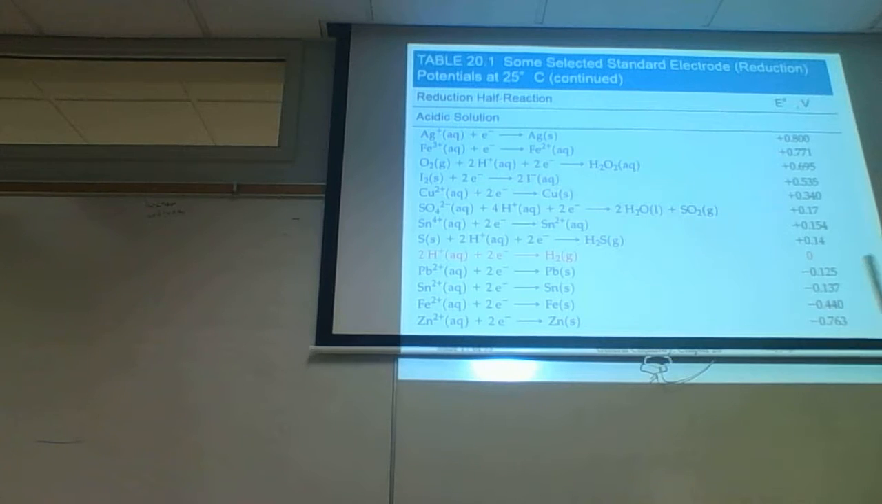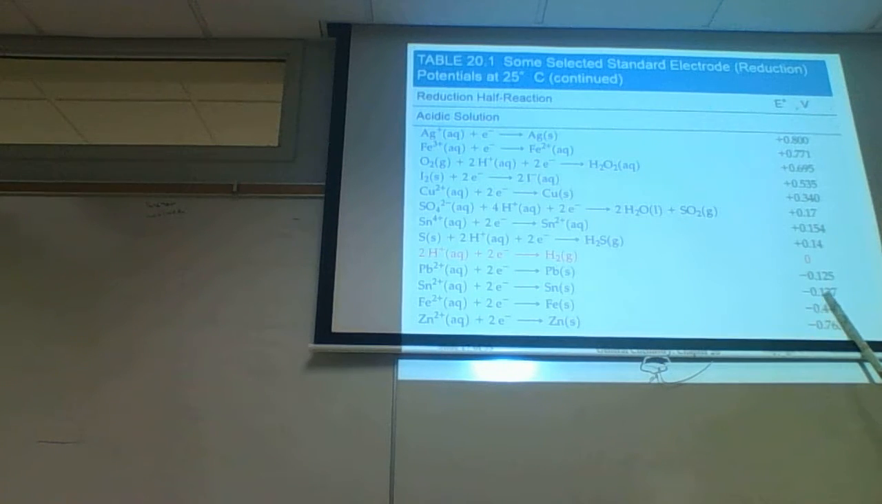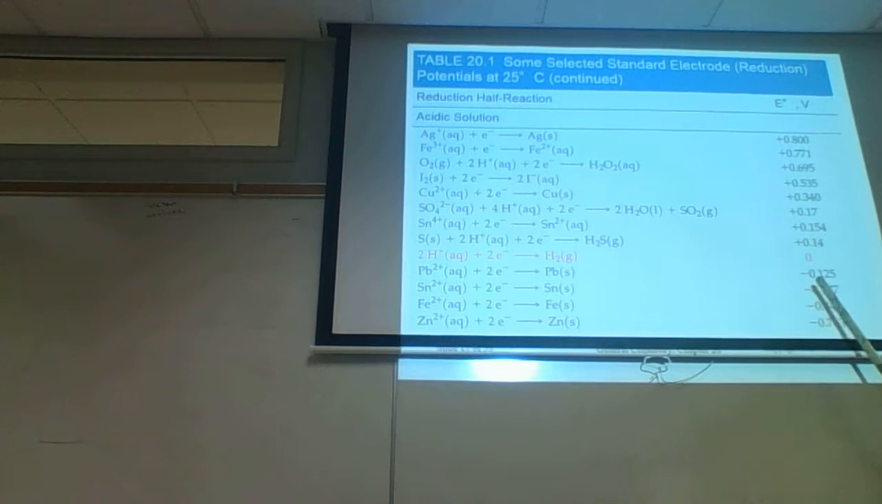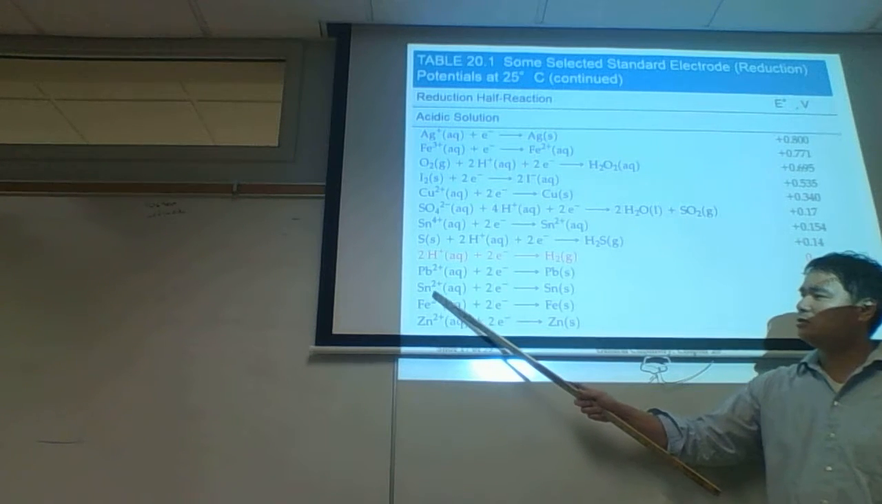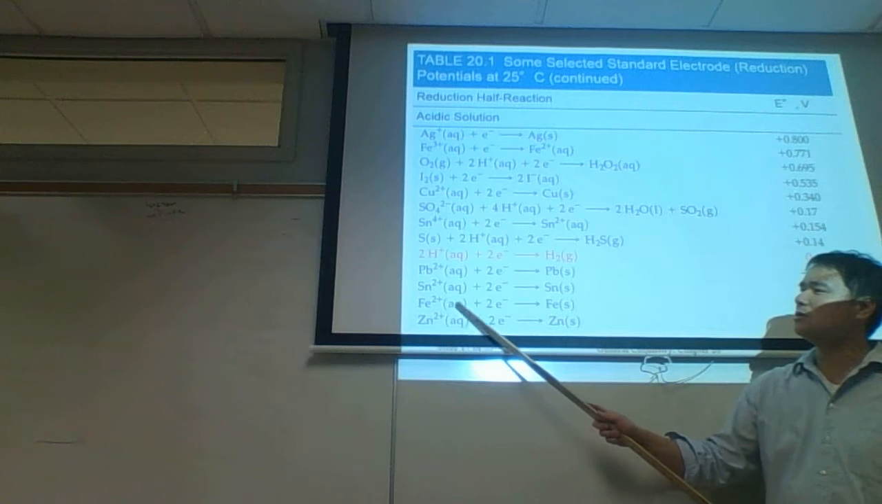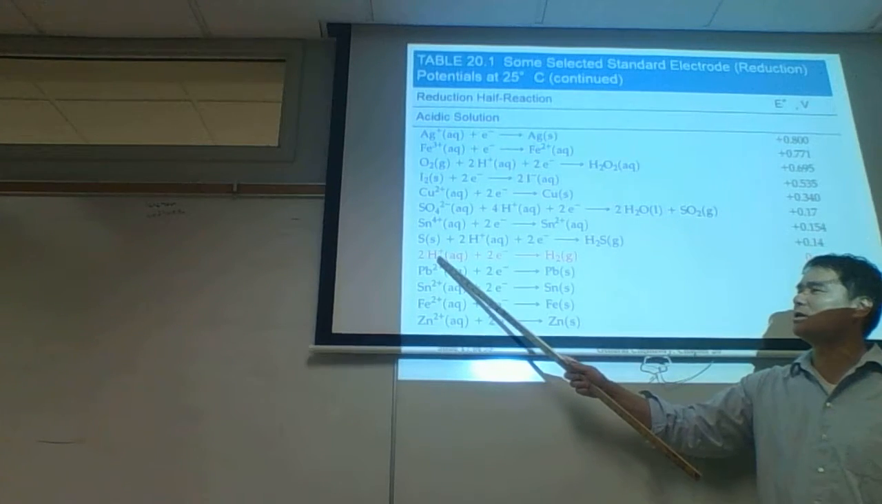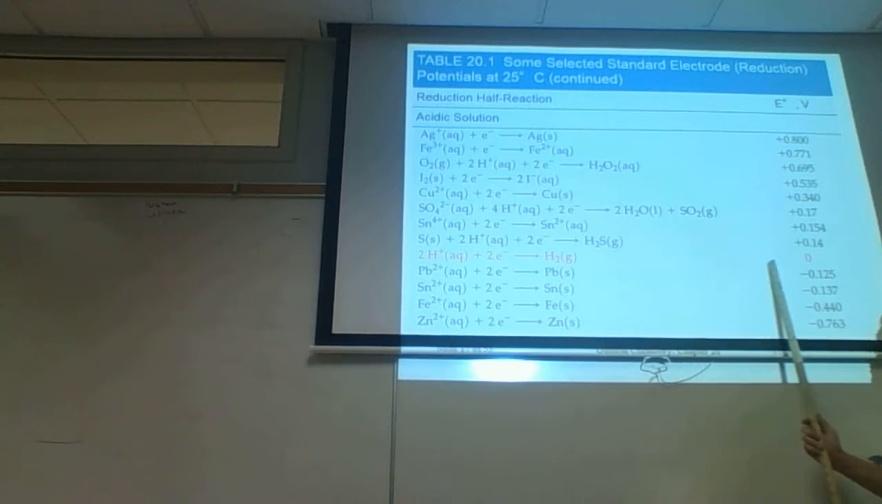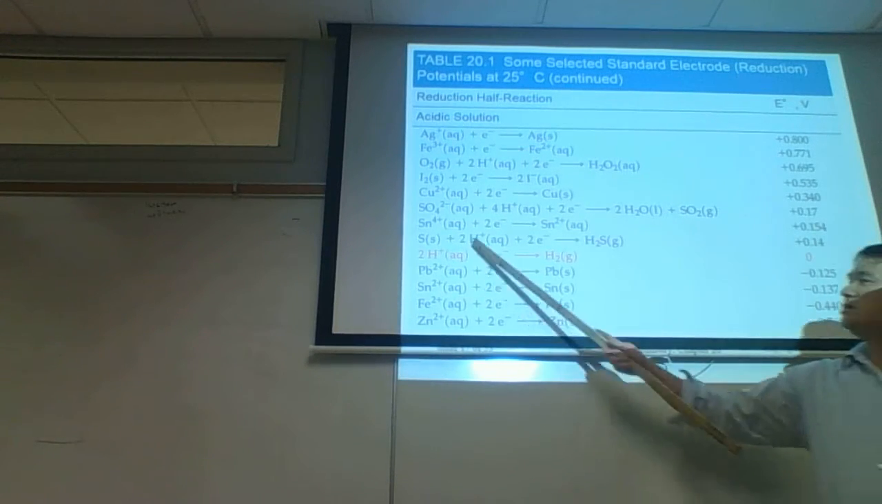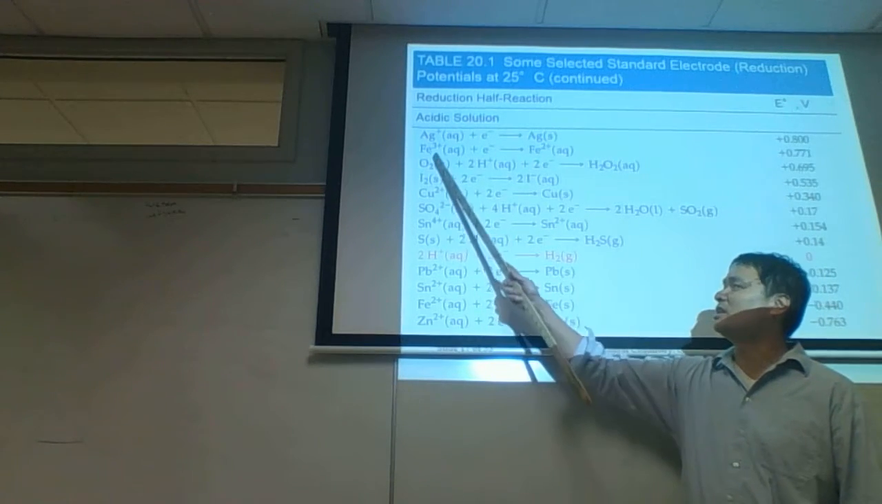And so this is why we have to be careful about what a negative sign means here. A negative sign here does not mean the electrons are going backwards, like we just saw. A negative sign here means that these are weaker than H+. And so lead 2+, tin 2+, iron 2+, zinc 2+, these are all weaker oxidizers than H+. H+ is given a value arbitrarily set to 0, and these are oxidizers that are stronger than H+.